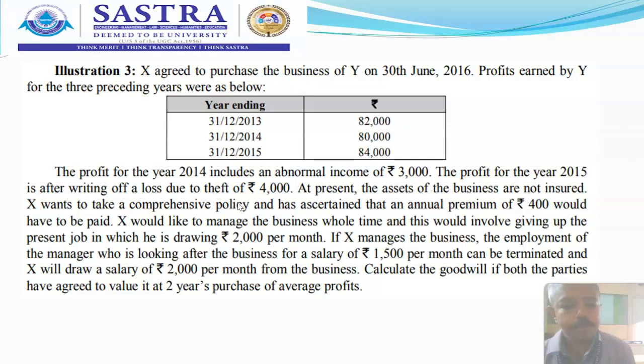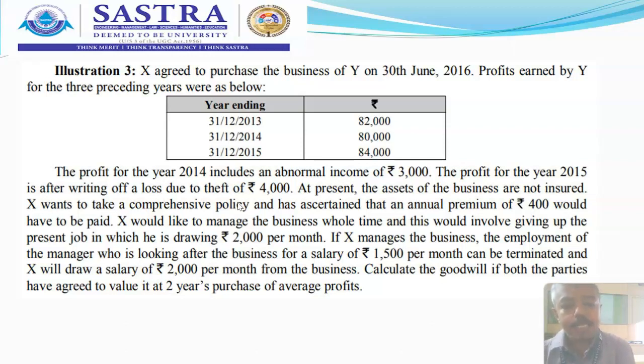75,933. This is the average annual profit, not the goodwill. Some students used to make this mistake. They will take this as the goodwill and proceed. They will write this answer in the exam and stop. So the main answer they used to miss. This is only the average annual profit. Using this, we need to calculate the goodwill. We need to value the goodwill.